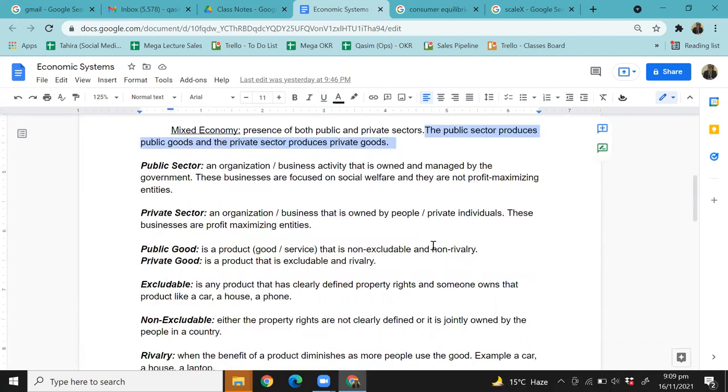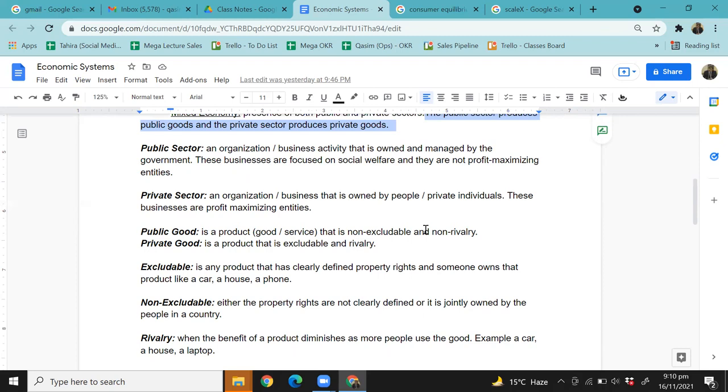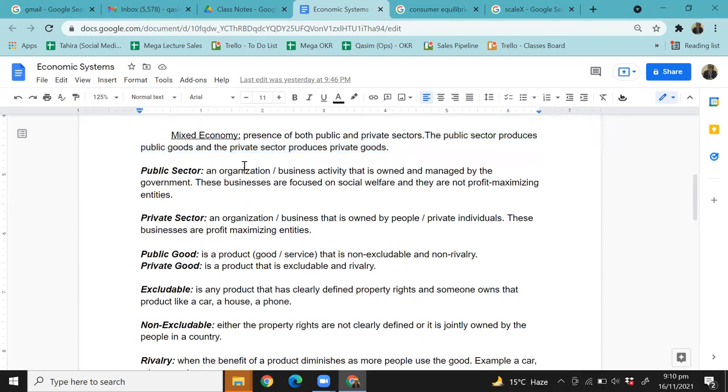We spent quite some time yesterday discussing the difference between public sector and private sector, and similarly the difference between private goods and public goods. Public sector and private sector is very simple and easy to understand. Any organization or business activity that is owned by the government is public sector. And what's the objective of the public sector? These businesses are focused on social welfare and they're not profit maximizing entities.